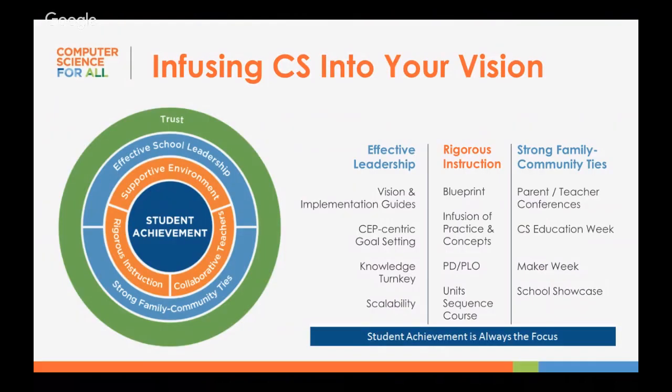So again, we're really looking for a way of infusing computer science into the school's vision. And that's through effective leadership, rigorous instruction, and strong family and community ties. Some examples: effective leadership is the vision and the implementation guide, goal setting, knowledge turnkey and scalability. The rigorous instruction starts with that blueprint page, the infusion of practices and concepts, the professional development and the professional learning groups, as well as unit sequence courses.